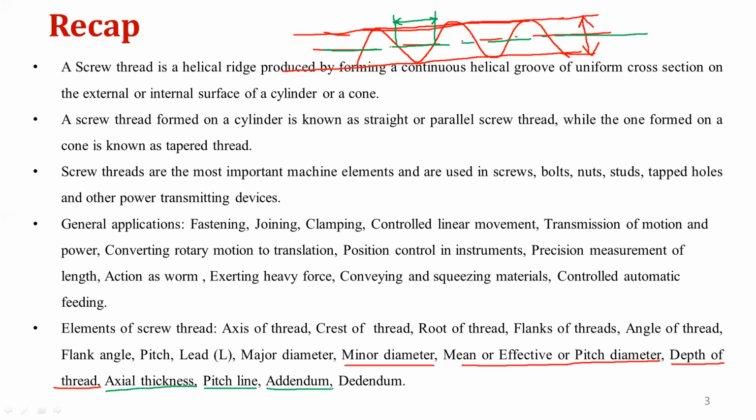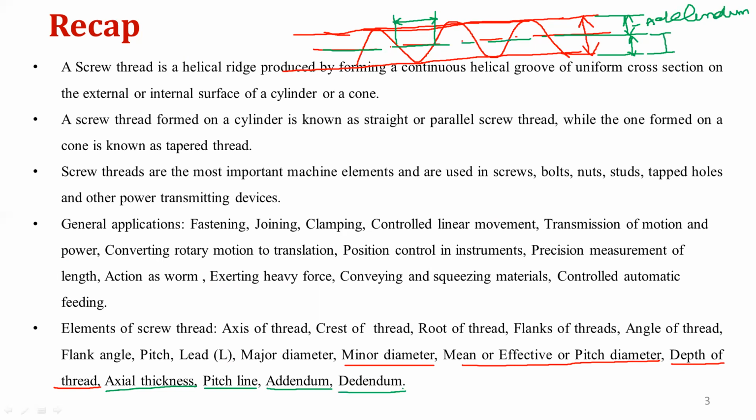And then what is addendum? Addendum is the radial distance between the crest point and the pitch line. And dedendum is the radial distance between the pitch line and the root point of the thread.